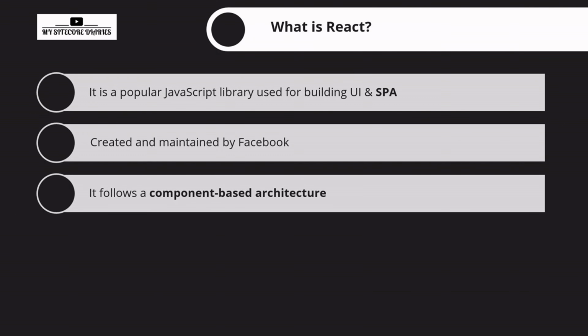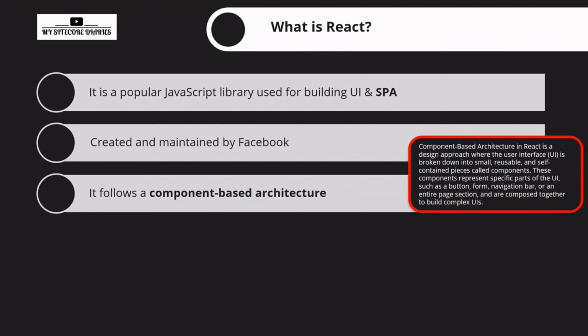So it follows a component based architecture. Now what is component based architecture? Component based architecture in React is a design approach where the user interface, UI, is broken down into small reusable and self-contained pieces called components. The web page can have different sections like header, footer, menu, banner, call to action. All those small elements are called components.